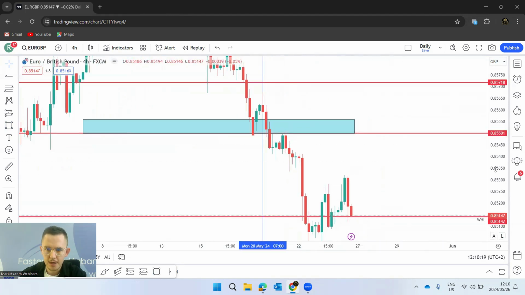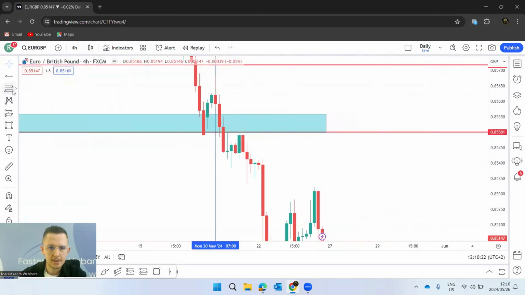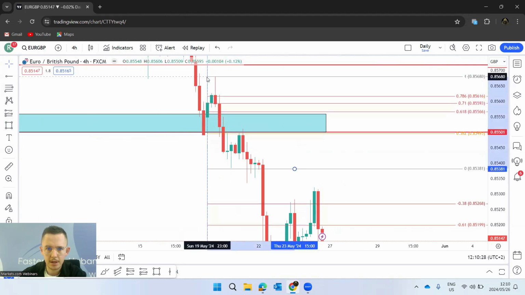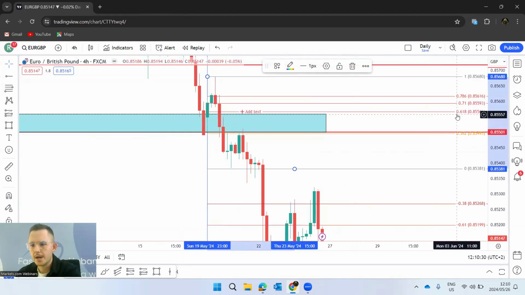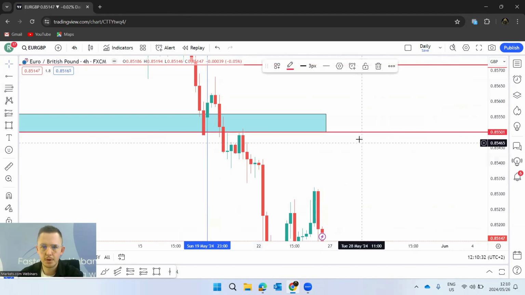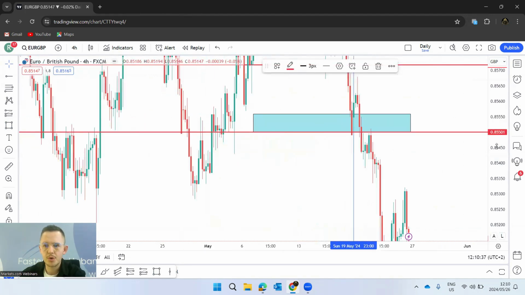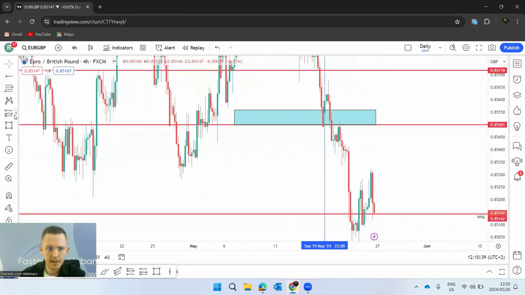If you're looking for continuation, what fib is that? It's your 38% fib. So there's a 38% fib. It's actually a little bit higher over there. 38% fib over there. You have your psychological level of 85500. So there's multiple reasons for price to sell from that specific level.